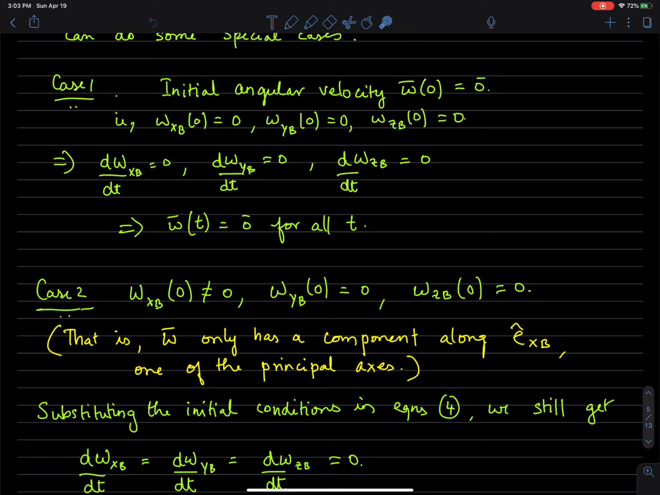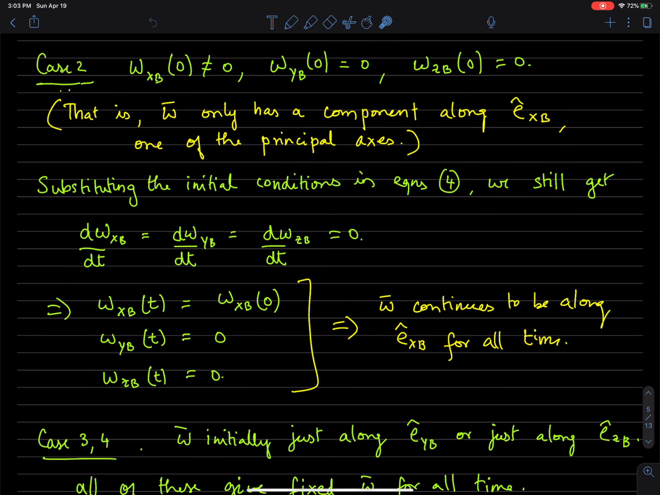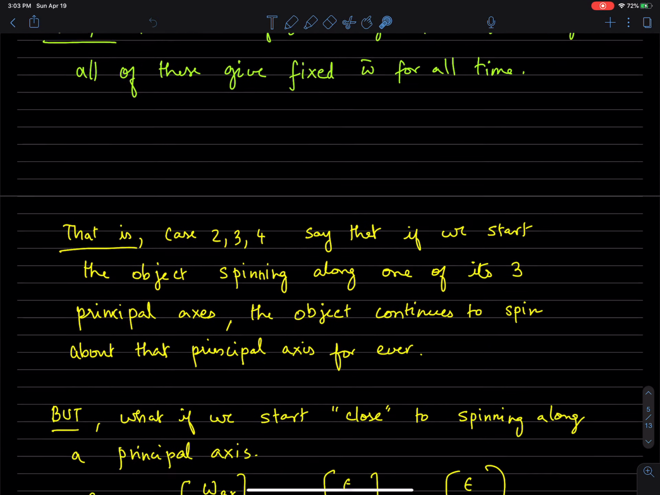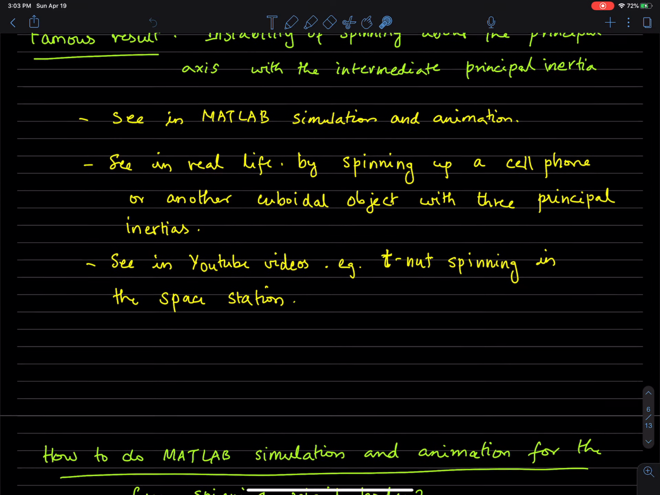So if the object is not spinning initially, it will not be spinning forever. It'll remain not spinning forever. So that's case number one, a very simple case. The other two cases, we're going to do in a separate video.